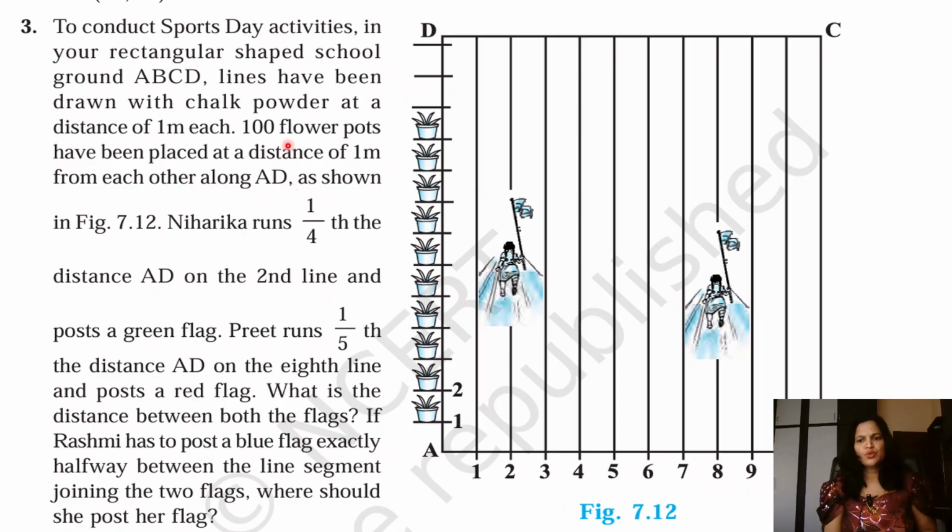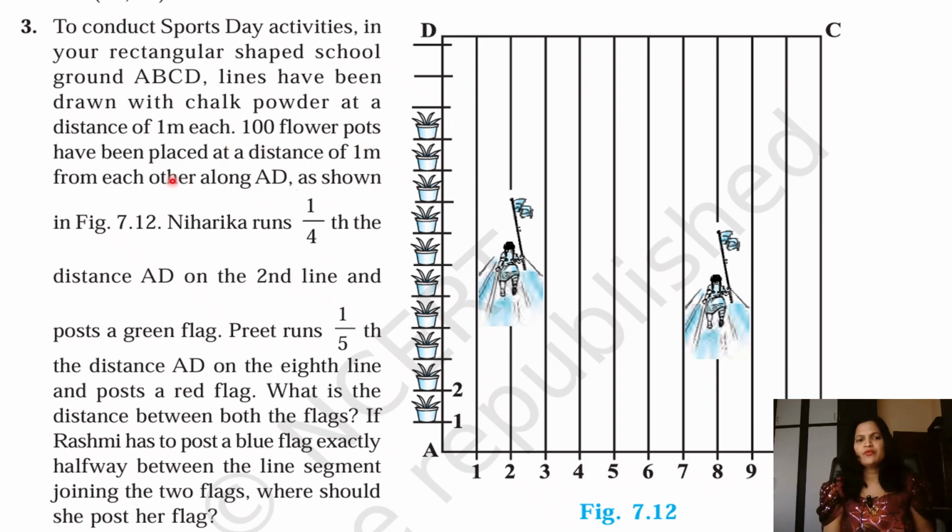So third sum is to conduct the sports day activities in your rectangular shaped school ground. This is school ground, A, B, C, D. Then lines have been drawn with chalk powder at the distance of 1 meter each. See, lines have been drawn, 1 to 3 up to 10 with the help of the chalk powder on the ground.